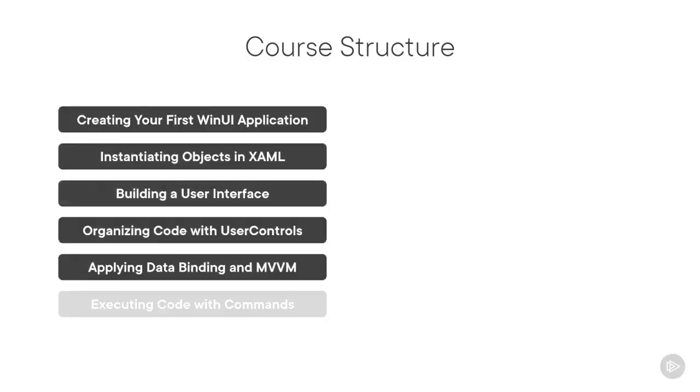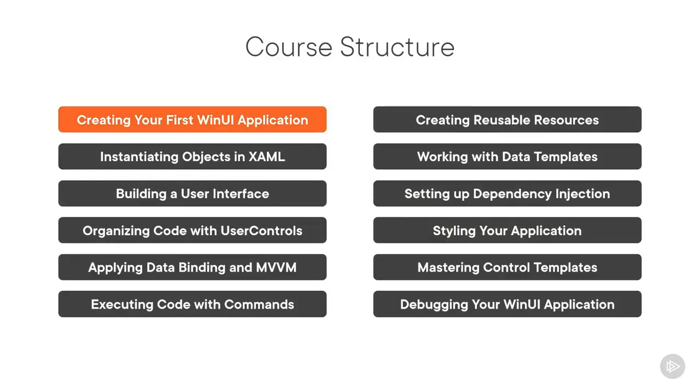Now let me show you the course structure. This course has several modules, and you are currently watching the first module here. The modules build on each other, so I recommend you to watch one module after the other. In the next module, you will learn how to instantiate objects in XAML. Then you will learn how to build the user interface of the customer's application with the layout panels of WinUI. After that, I will teach you how to organize your code with user controls, and then you will learn how to apply data binding and the Model View ViewModel pattern to implement the logic for your application.